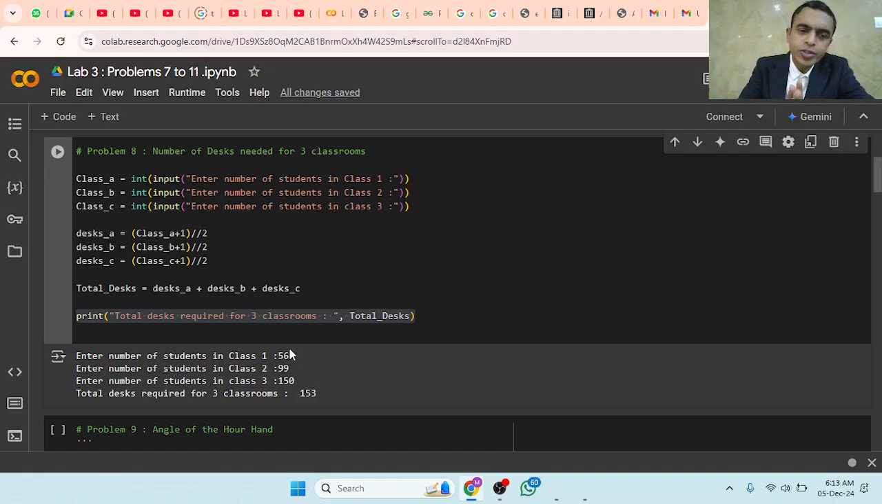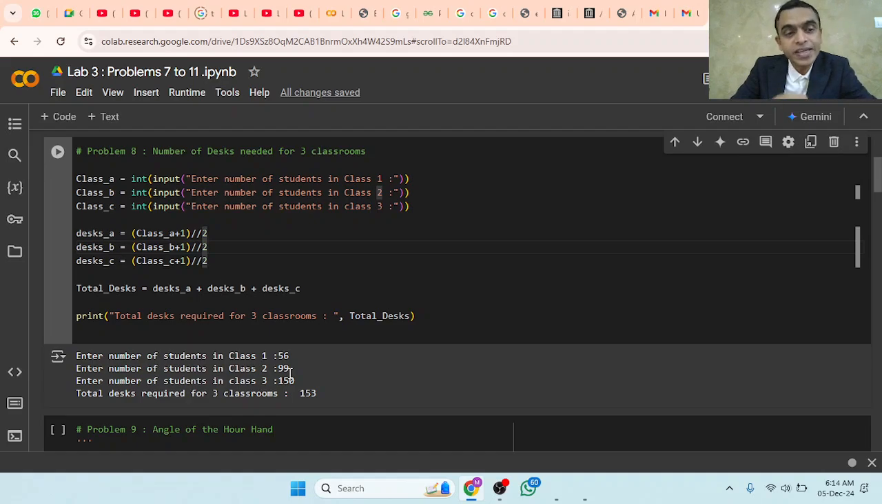So in this logic, it ensures that even if the number of students is odd or even, because we are taking only the quotient in the division, we get the correct number of desks, right? Now for desk B, say class 2 has 99 students, so 99 plus 1 is 100, and desk B required is 100 floor division 2. 100 divided by 2 is 50, the remainder is 0, and the remainder is anyway neglected. We got 50 benches. So although there are 99 students, we got 50 benches.